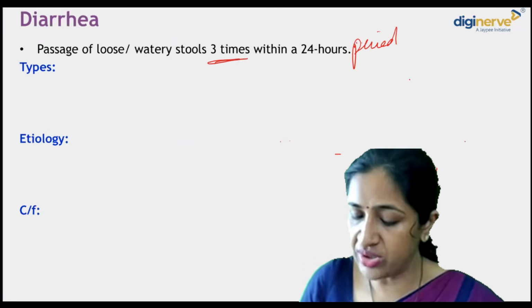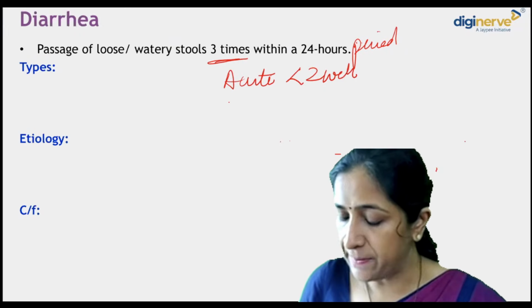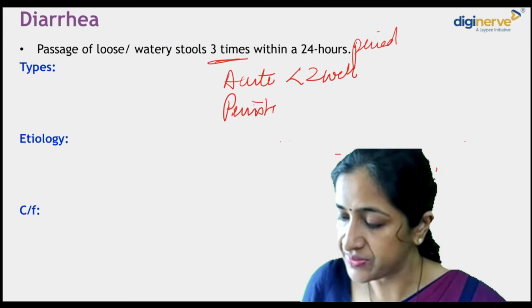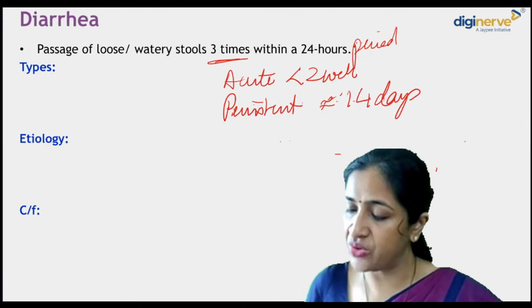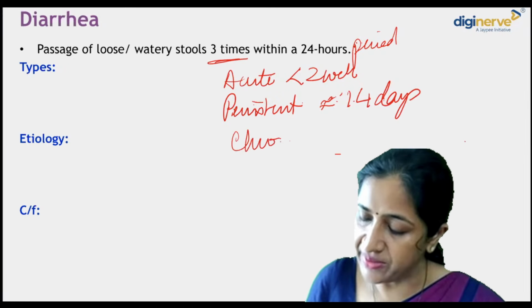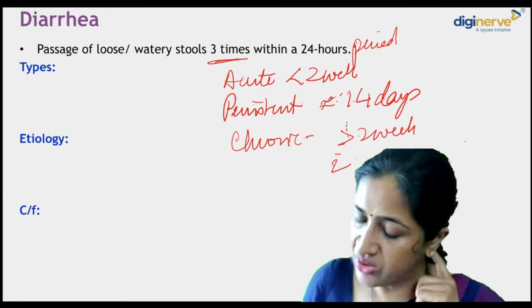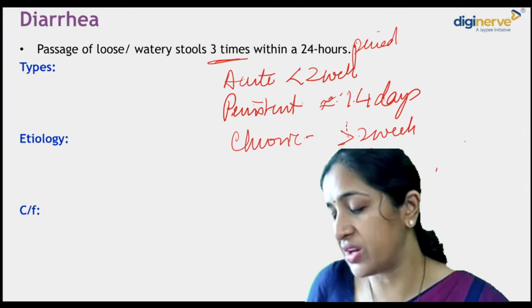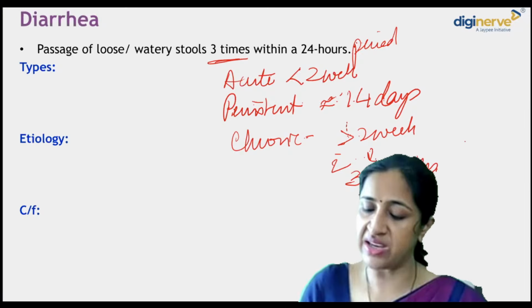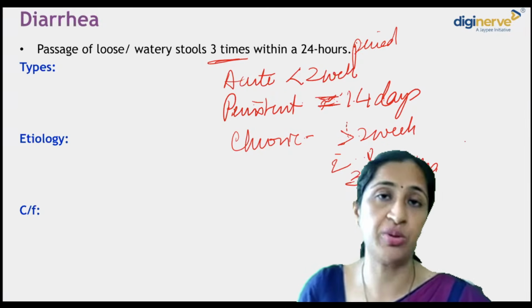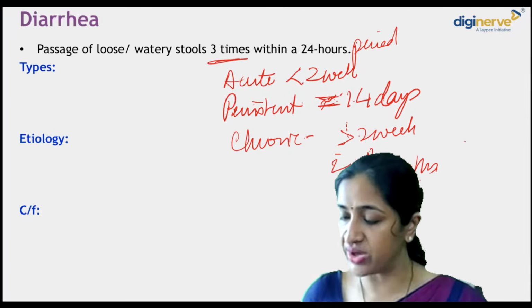So, acute diarrhea, less than 2 weeks. Persistent diarrhea, up to at least 14 days. And chronic diarrhea, which persists for more than 2 weeks and goes on for up to nearly 3 months. So, many months also it can go. If an acute diarrhea lasts for up till 14 days, it is called persistent diarrhea. If it goes on beyond 14 days for months together, it is chronic diarrhea.